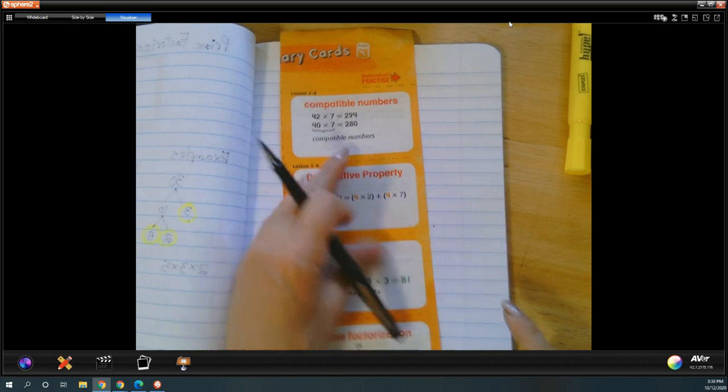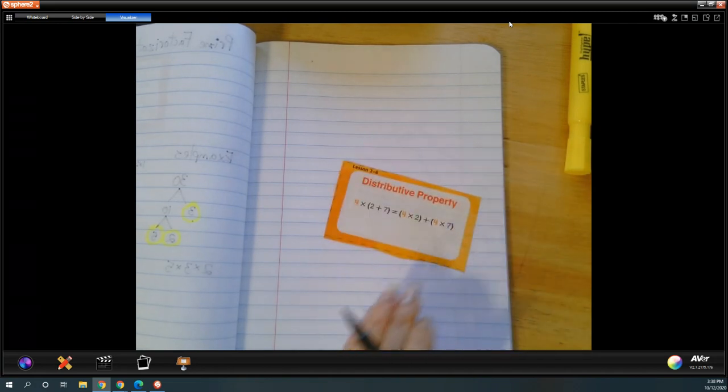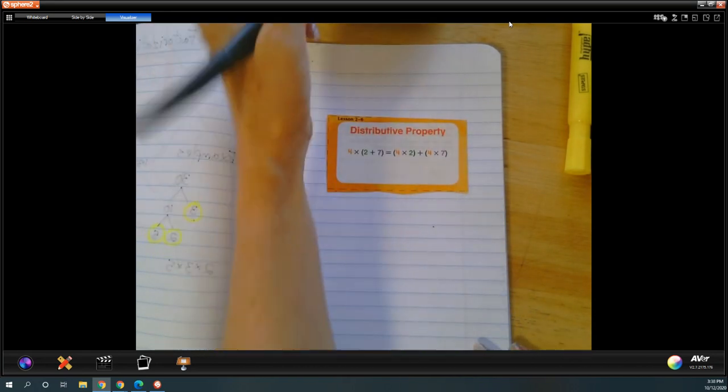You may have already cut out some cards. This is the second card. Remember, if you don't have these cards, don't worry because you can also write it in. You might need a glue stick or some glue. At the top, I'm going to write our topic, distributive property.